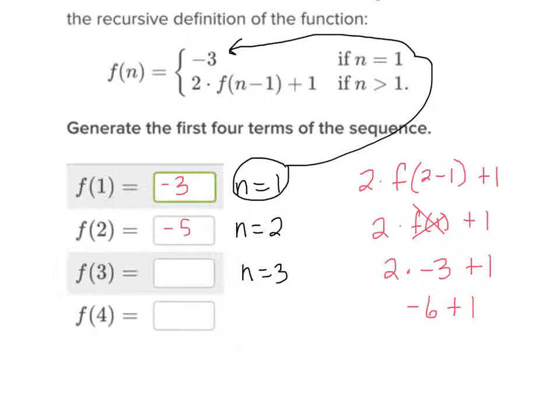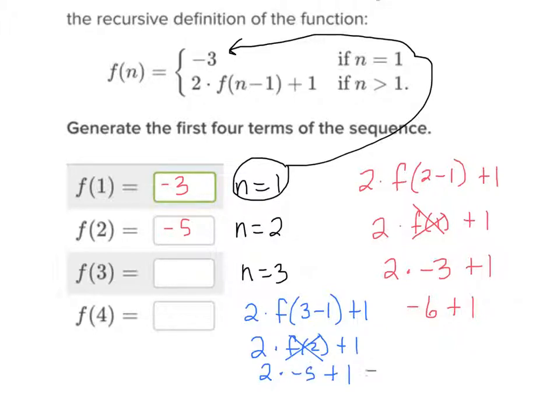Let's do f of 3. When I'm evaluating f of 3, that means I have to take 3 and plug it in for n right there. So I have 2 times f of 3 minus 1 plus 1. That's 2 times f of 2 plus 1. Well, what is f of 2? Yeah, it says right here, f of 2 is negative 5. So in the place of this, I'm going to put a negative 5. So I have 2 times negative 5 plus 1. And that gives me negative 9 because you multiply these and then add 1. So you get negative 9.